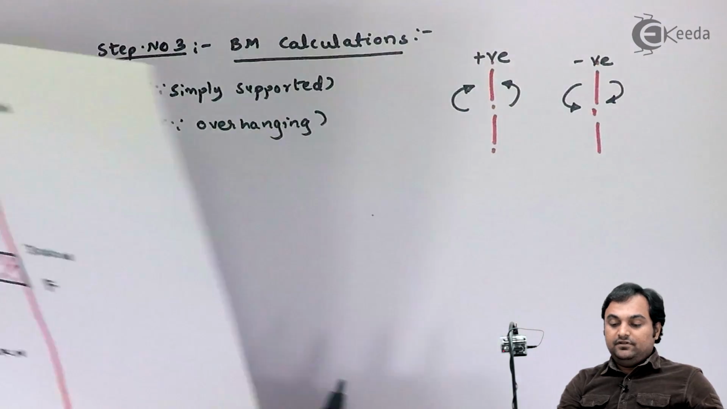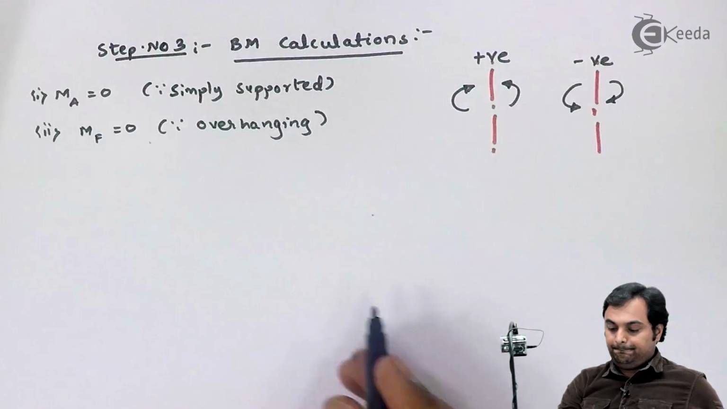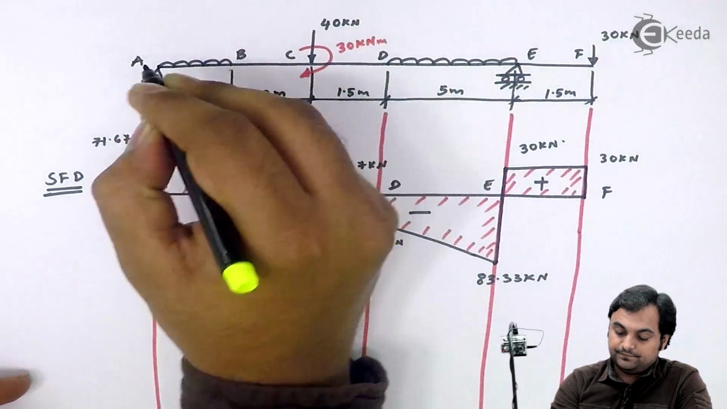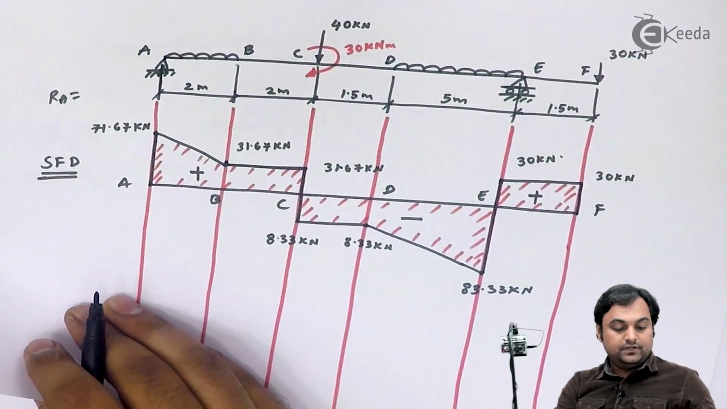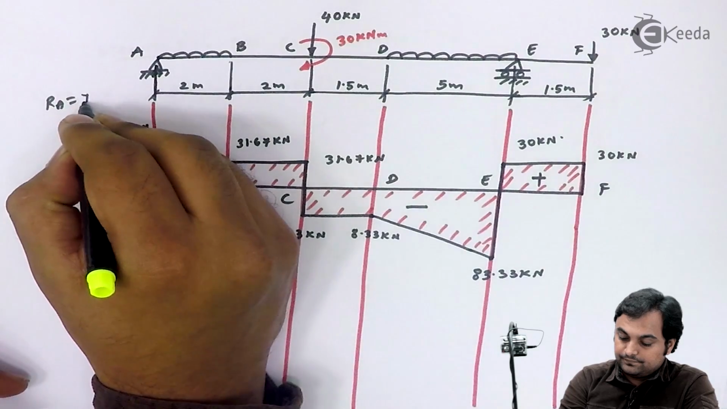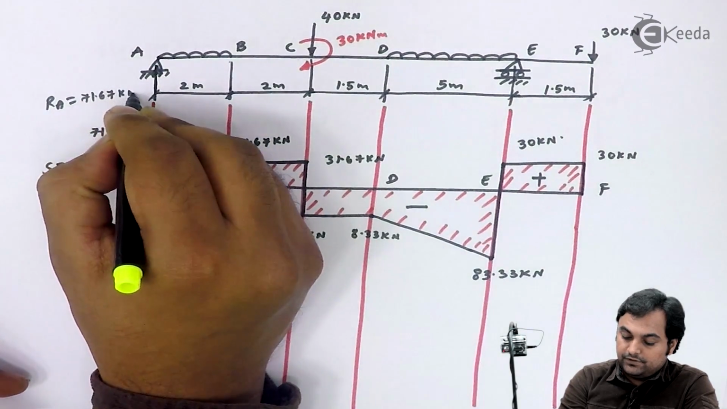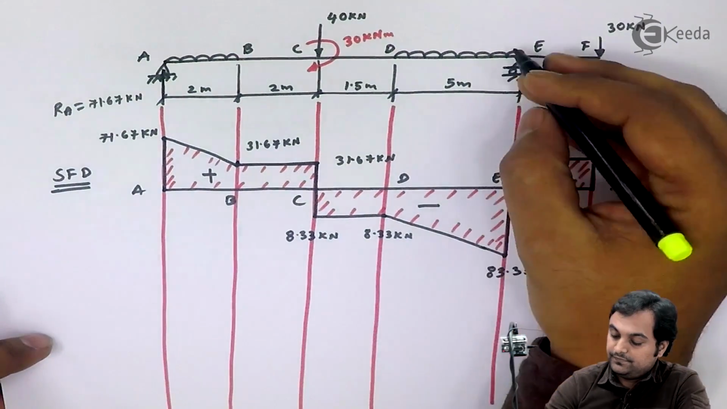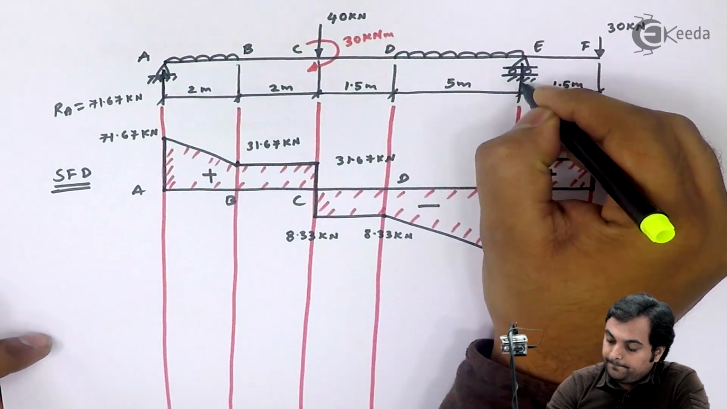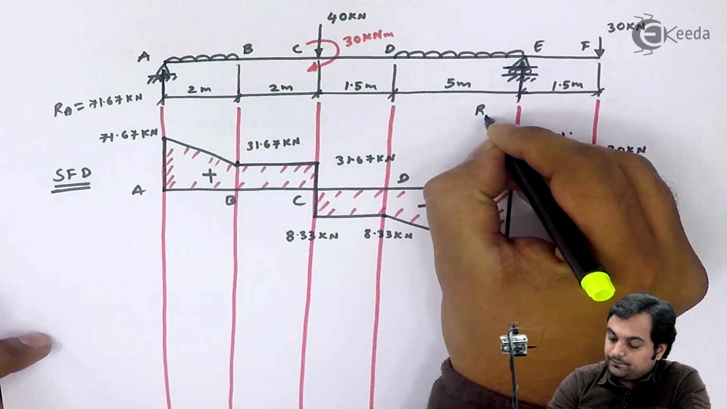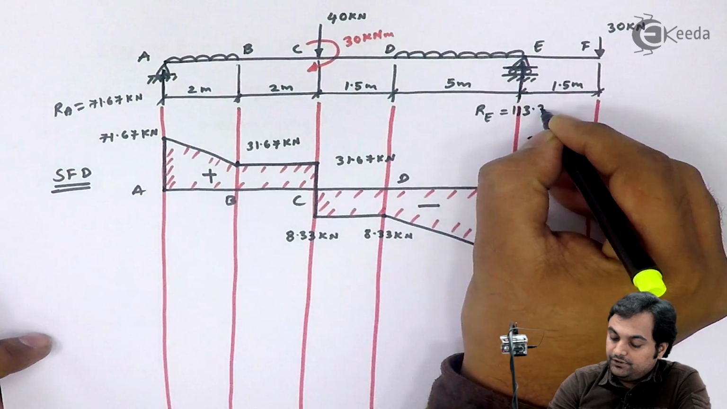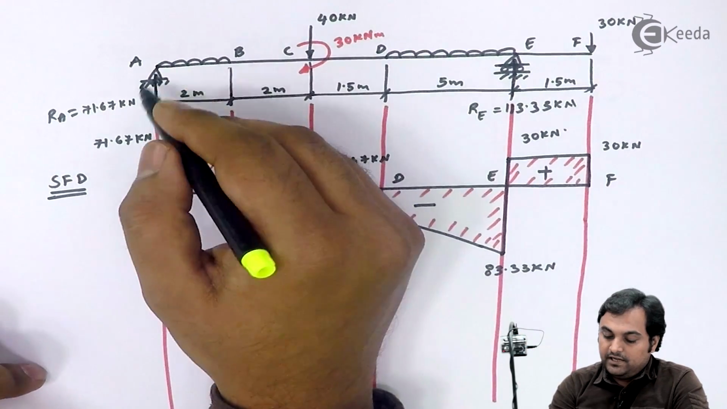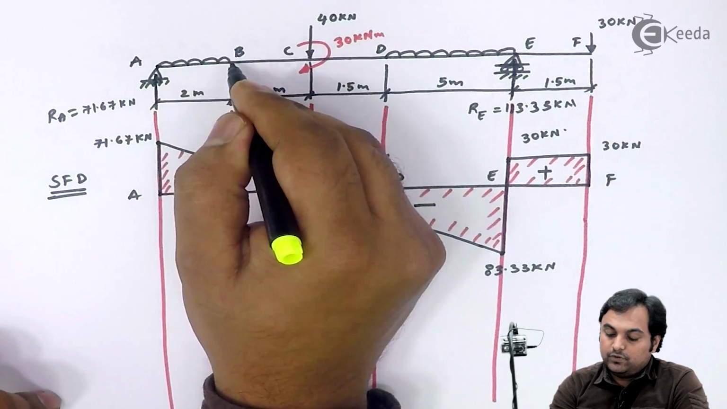Now I will first calculate the bending moment at point B. Here I have the reaction at A, whose value was 71.67 kilonewton, the reaction at B, whose value was 113, and the reaction at point E, 113.33 kilonewton. If I am taking the moment at point B, I have RA, and this produces clockwise moment.